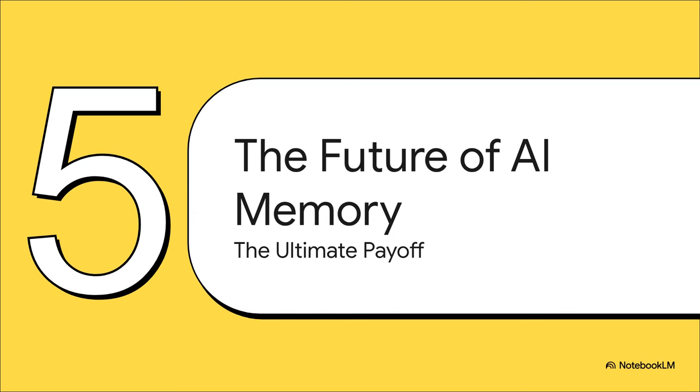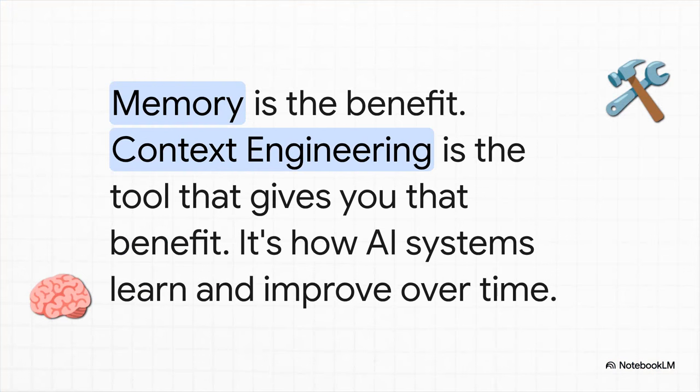And this leads us to the ultimate payoff of great context engineering, creating AI systems that have a robust, useful, and persistent memory. I mean, just think about that for a second. A system that can learn from its interactions, that can remember user preferences, and that actually gets better over time. That's the real goal here. And context engineering is the practical, disciplined way to get there.